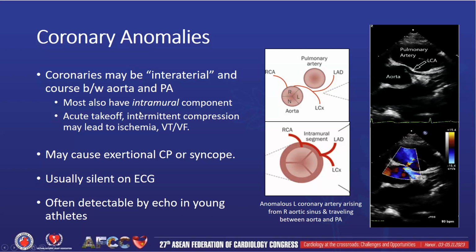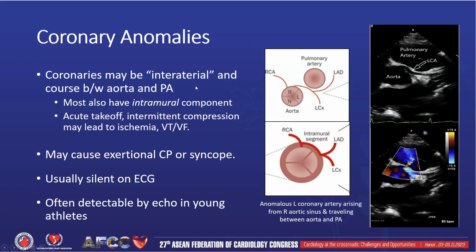Most of these also have an intramural component, that is, they lie within the wall of the aorta, and they can have an acute takeoff with intermittent compression that can lead to ischemia and then can lead to arrhythmia such as VT and VF. These may cause chest pain, but they may also be exertionally silent. They're silent on EKG, but they can be detectable by echocardiogram.